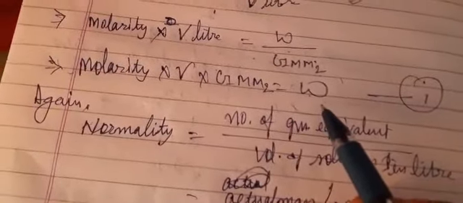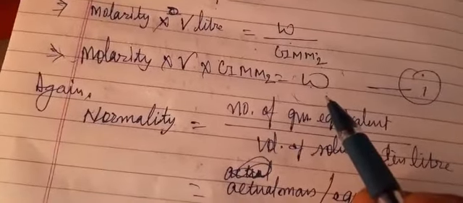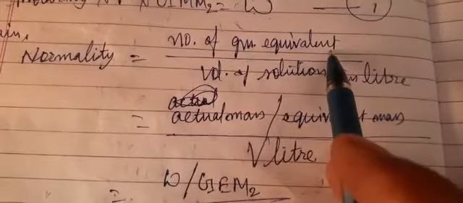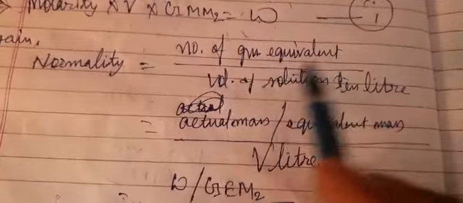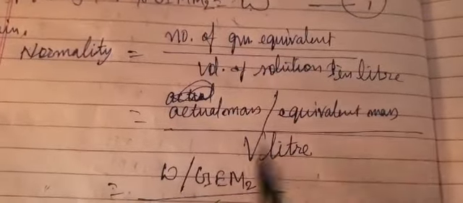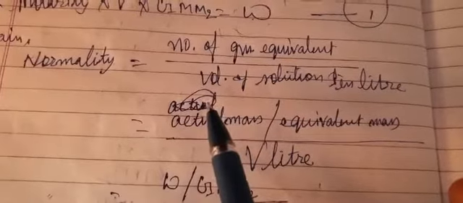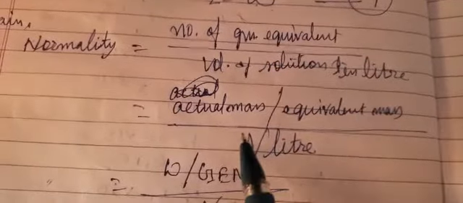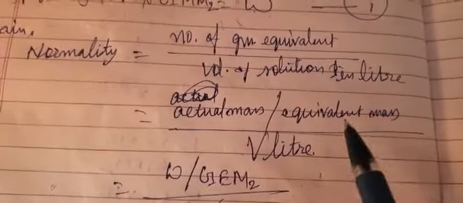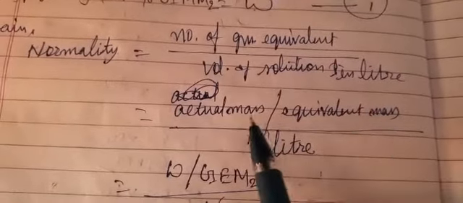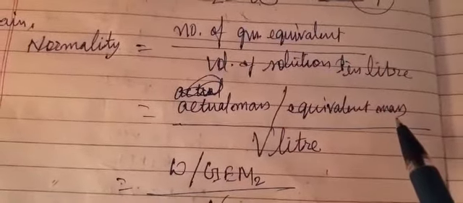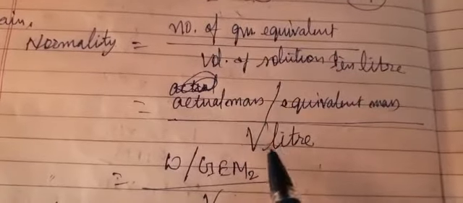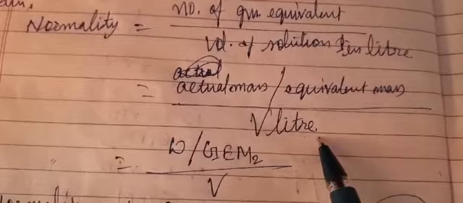So at the moment we have got the actual mass of the solute with the help of molarity. Now we will be doing the same thing with the help of normality. Now see, normality is what? Number of gram equivalent divided by volume of the solution in liter, because number of gram equivalent per liter of the solution is the normality of the solution. What is the number of gram equivalent formula? Actual mass divided by equivalent mass, and we have assumed that the volume of the solution would be V liter, so we have written here V liter.